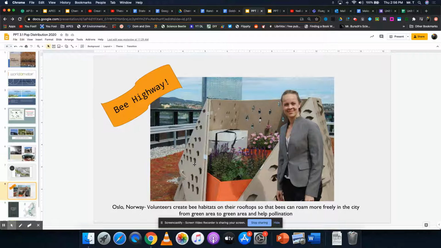You have bee highways, which are little temporary nests and hives that are set up for critters, specifically bees, so they can go ahead and take a rest, get some pollen, get something to eat before they make their next little journey. Cities typically don't have enough flowers for bees to be able to safely make their journey, so this is a way to help the bees. And as we all know from watching Bee Movie, bees are kind of important.